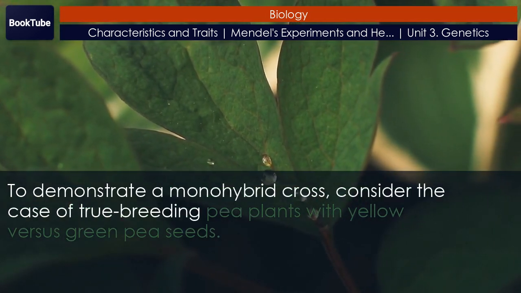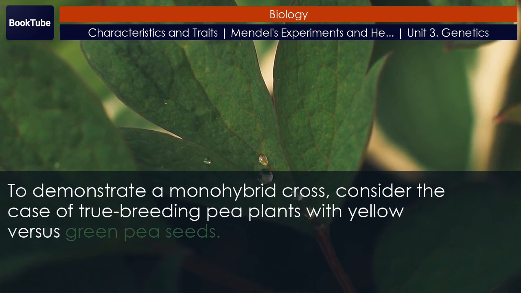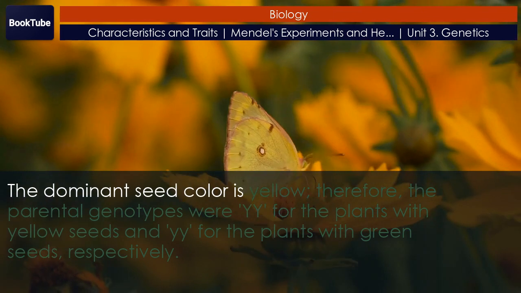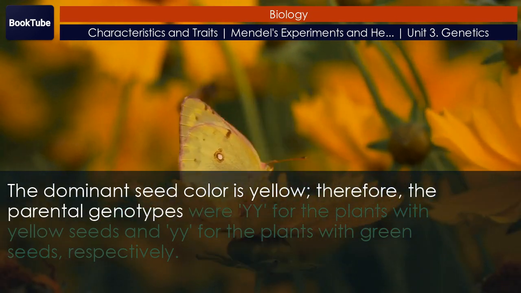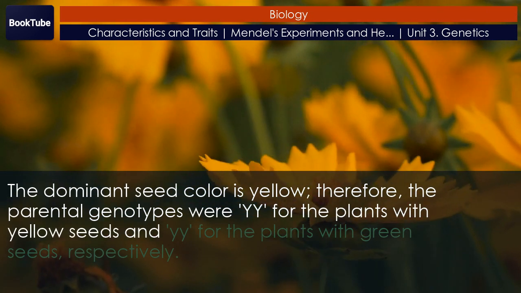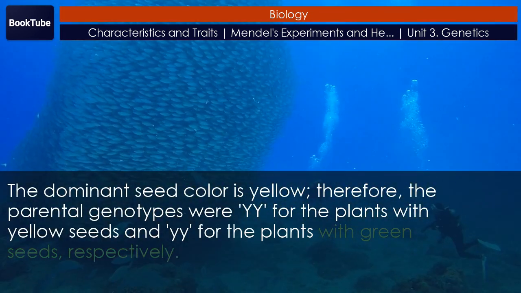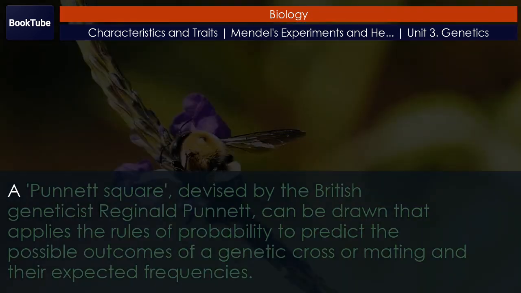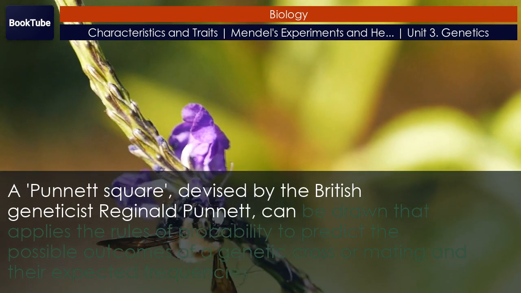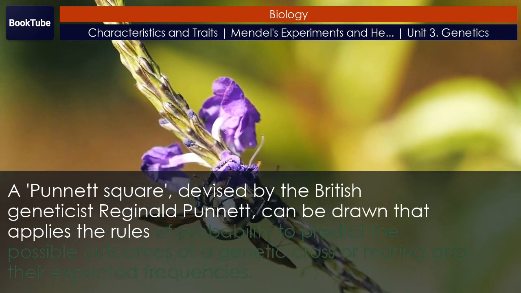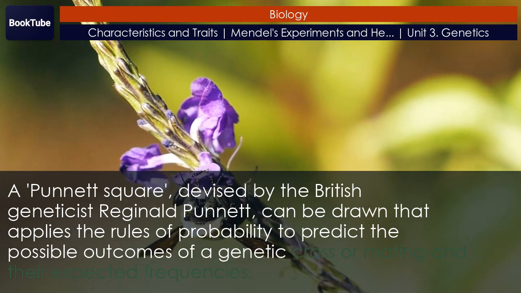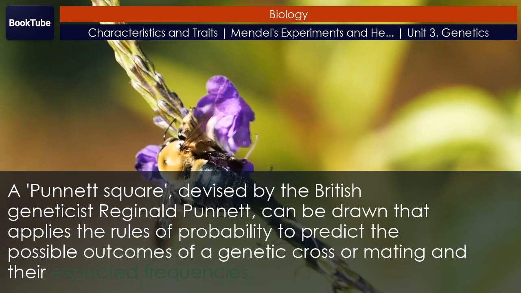Consider the case of true breeding pea plants with yellow versus green pea seeds. The dominant seed color is yellow. Therefore, the parental genotypes were YY for the plants with yellow seeds and yy for the plants with green seeds, respectively. A Punnett square, devised by the British geneticist Reginald Punnett, can be drawn that applies the rules of probability to predict the possible outcomes of a genetic cross or mating and their expected frequencies.